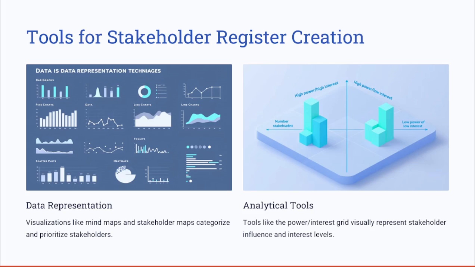The tools that you can use when creating the stakeholder register include data representation techniques such as stakeholder analysis, and also some of the analytical tools that we have covered earlier, like the power interest grid or the stakeholder cube. Effective tools like stakeholder analysis help to categorize and prioritize the stakeholders based on their needs, their interests, and their power level on the project. Techniques like the power interest grid and the stakeholder cube offer visual methods to evaluate the influence and interest level, helping project managers develop informed engagement strategies.